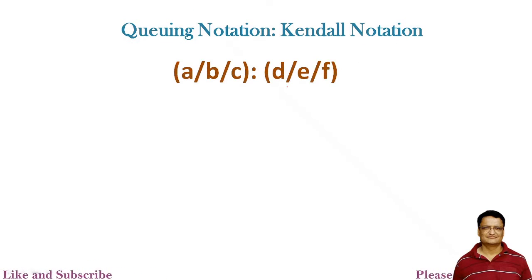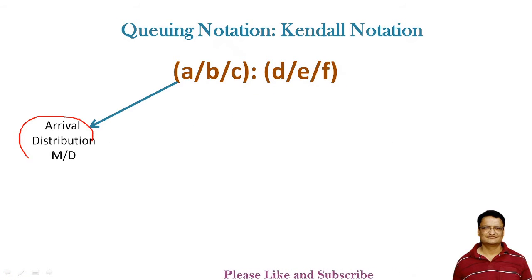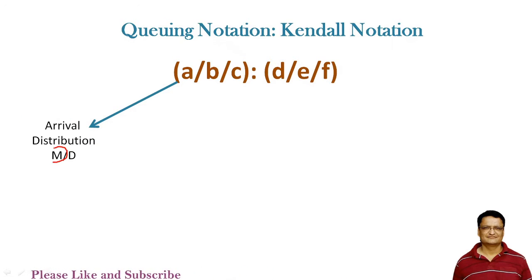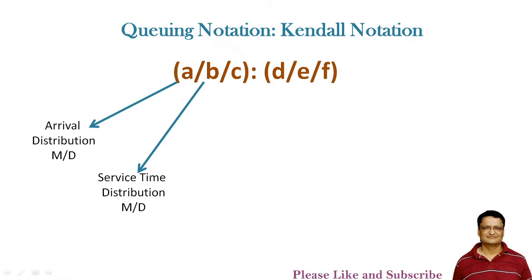We generally denote the queuing system with the help of Kendall notation. There are 6 parameters which define a queuing system. The first is the arrival distribution. What is the way in which these customers arrive, whether it is a probabilistic distribution or a fixed interval. Next is the service time distribution, again whether it is a probabilistic distribution or a fixed time.